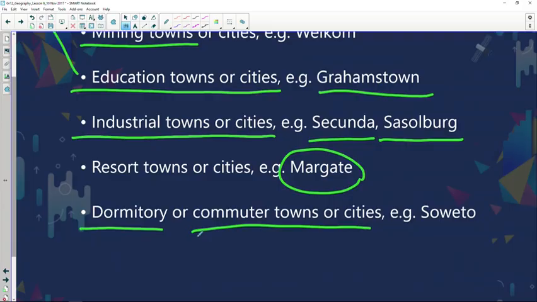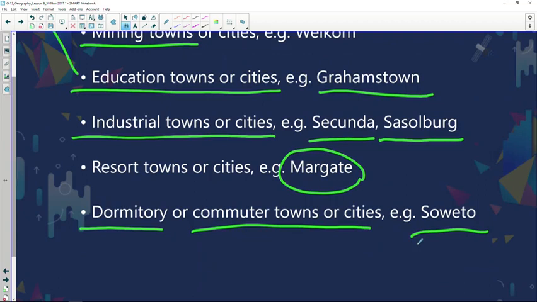So these commuter towns, dormitory towns, developed on the outskirts of cities because people had to carry a pass and were not allowed to live in the suburban areas. And that's usually on the outskirts of cities. For instance, Soweto, that you will find on the outskirts of Johannesburg.